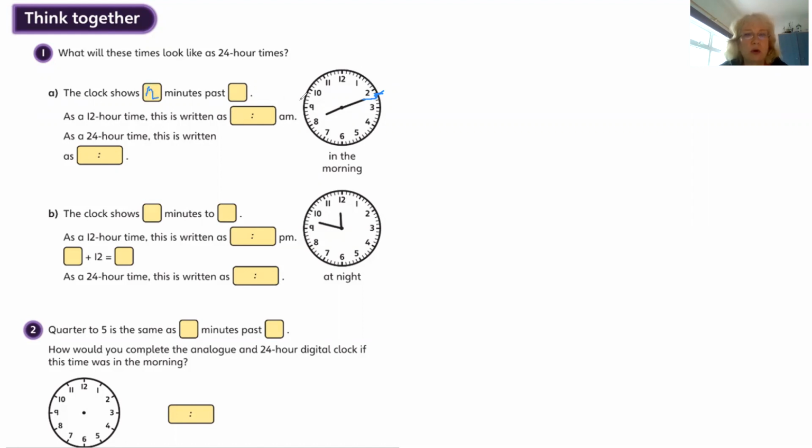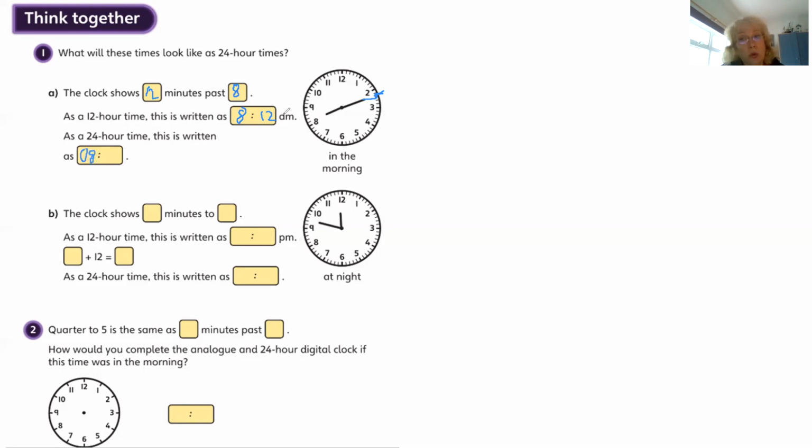So I know it's 12 minutes past. Now I want to find out what the hour is, and it's moving from 8 to 9. So it's 12 minutes past 8. In a 12-hour clock, we would write that as 8:12 a.m. But how would we do it as a 24-hour clock? The first thing we know is 4 digits. So because it's morning, it is going to be 08:12.